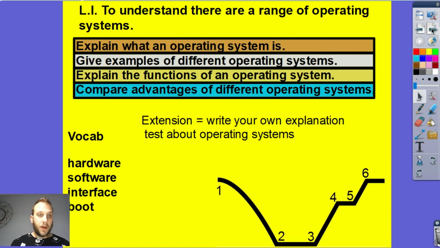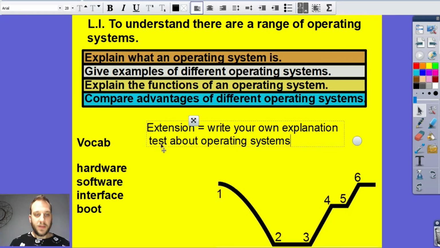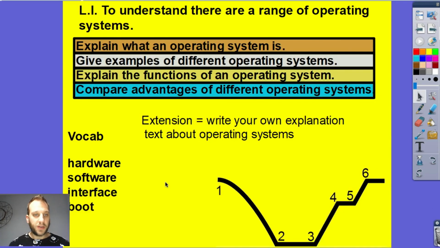So our learning intention is to understand that there's a range of operating systems, and within that you've got your success criteria. So you're going to try and explain what an operating system is, give examples of different operating systems, explain the functions of an operating system, and compare the advantages of different operating systems. If you manage to complete all of that, then your extension is to write your own explanation text about operating systems. So, best of luck. There's a sheet of an explanation text to help you, and there's also a prompt sheet that you can have if you want a bit of extra help.